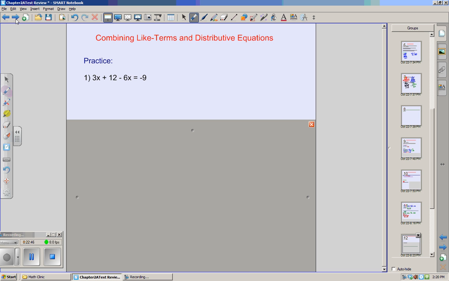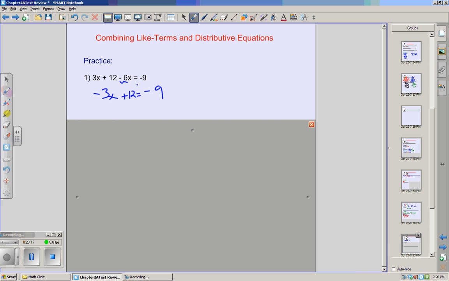Looking at number 1, I see I have a 3x and a minus 6x. Remember, look in front of your number to see if it is positive or negative. 3x minus 6x gives me a negative 3x. Since I cannot combine anything else, I'm going to bring down the 12, and that equals negative 9. Now, again, since there's an equal sign, I need to solve for x.